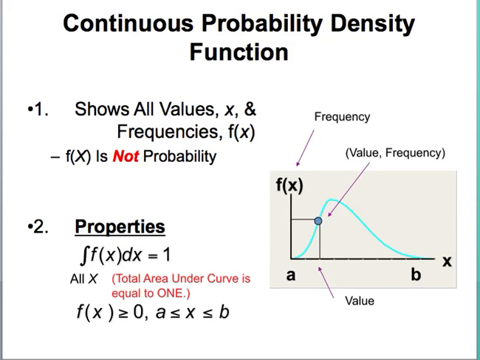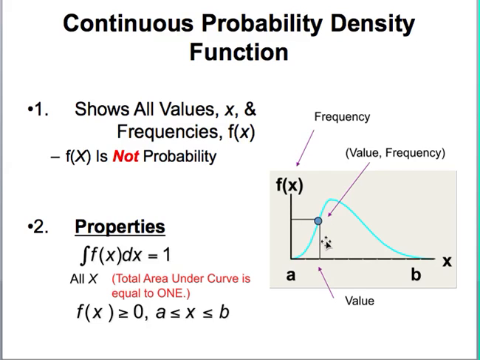The continuous probability density function. Now, let me just back up a bit. The normal distribution is a continuous probability distribution, and so we will be looking at continuous random variables. When we looked at discrete probability distributions, these values were exact values and could be represented on a probability distribution table. Now, the continuous distributions are represented on a graph.